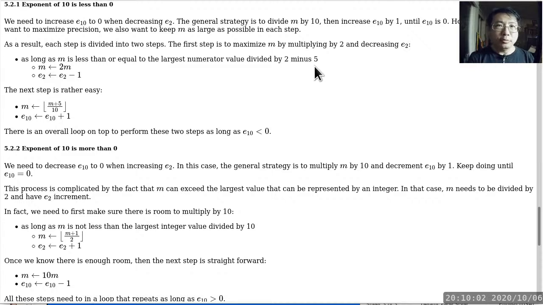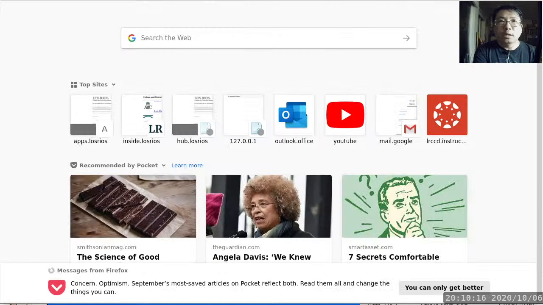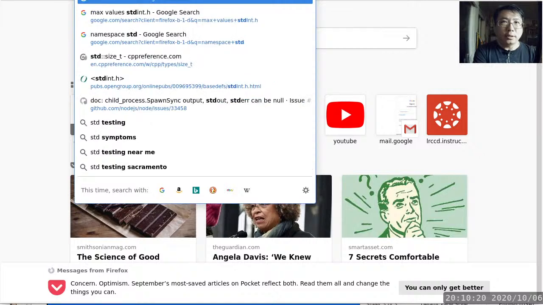So I'm going to tell you guys what to do with this portion. How do we get to the largest numerator value? There are different ways to do it, but the best way is to understand what is in stdint.h.